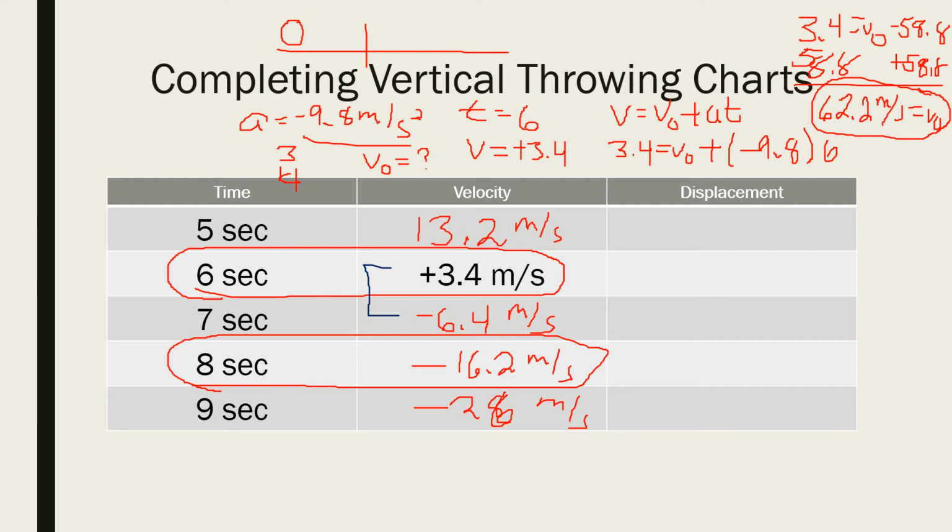And once you get the initial velocity, you can easily solve for the displacement using this equation, d equals v naught t plus 1/2 at squared. That's a plus, not a big T. And if you don't remember how to use that equation, go check out the other video.